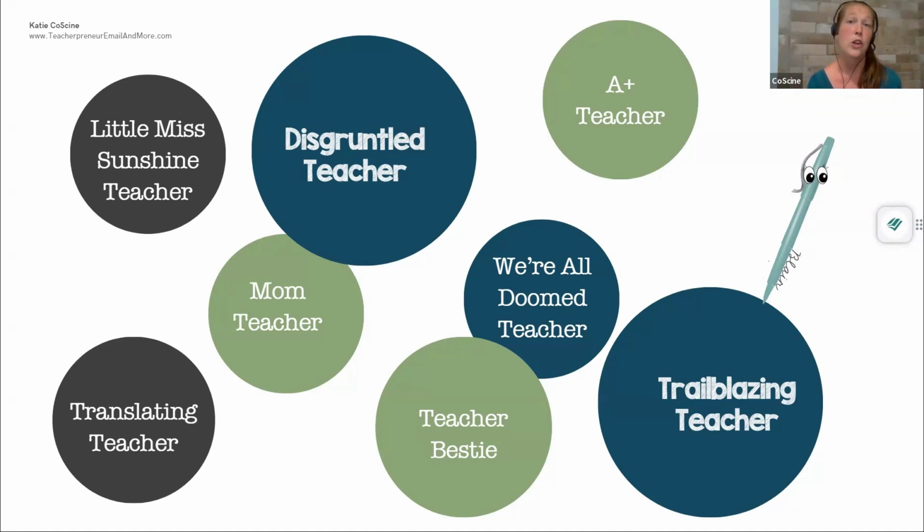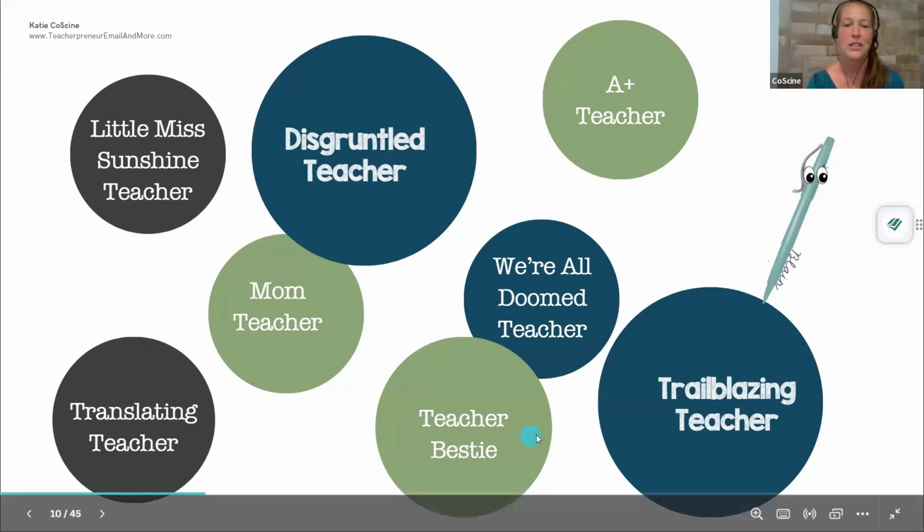Are you the we're all doomed teacher? Maybe you are blazing a trail. Maybe you're the teacher who's figuring out AI for all the rest of us. Maybe you're the translating teacher. You're saying, oh, well, this is what this set of standards means. So all those are different types, and you might be able to see yourself in those.